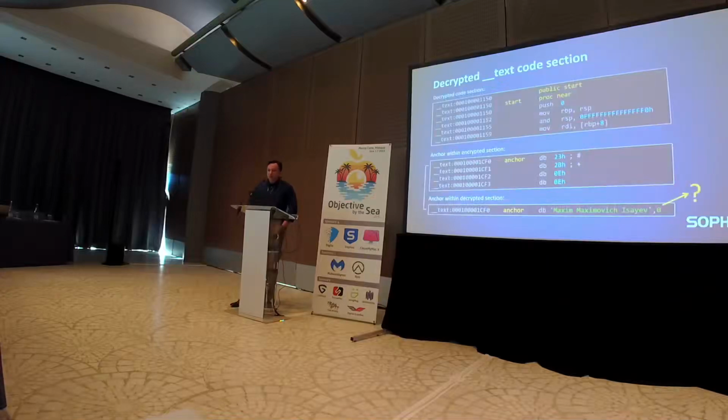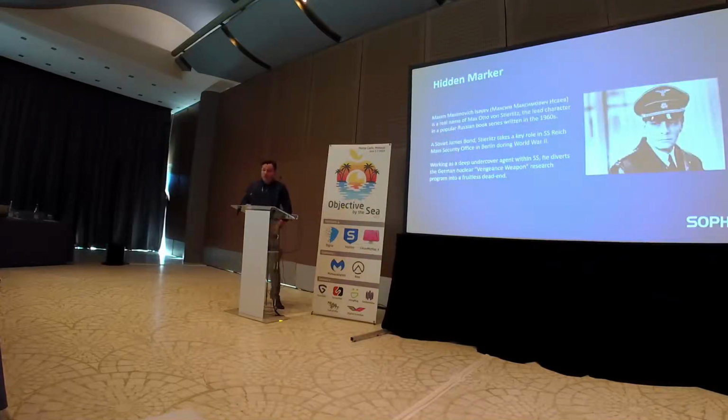Once again, what happens is, after the code section gets fully decrypted, at the start address you can see valid code. Now it's a normal executable file. It will proceed from that entry point. The anchor, before it was decrypted, is gibberish. After it was decrypted, it becomes Maxim Maximovich Isaev, which is the name of a Soviet spy who worked in the headquarters of the SS during World War II.